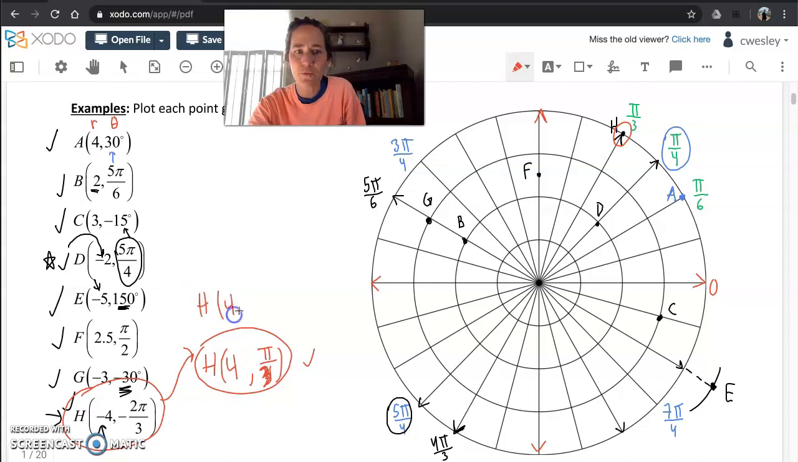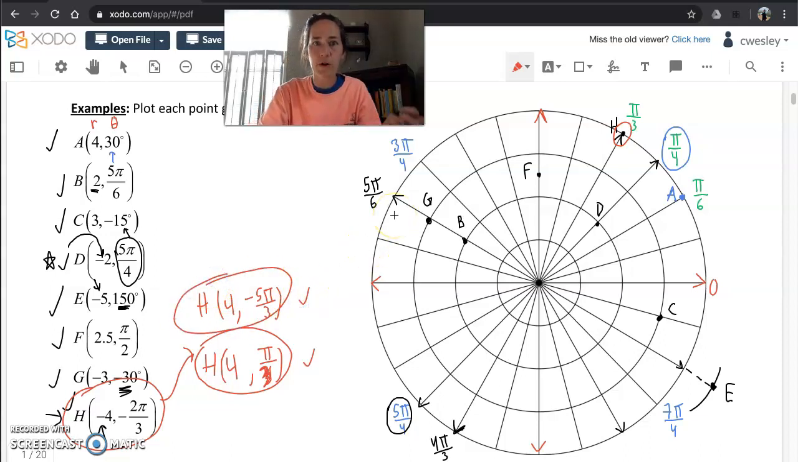If for some reason you wanted to use a negative angle, think of the angle that gets you all the way from 0 to that line. Negative 5 pi over 3 would do the trick. So keep all this in mind. These angles are periodic, they're cyclical around the unit circle.